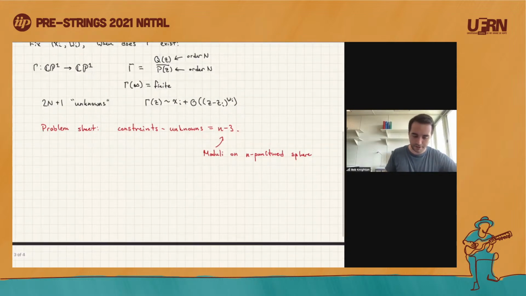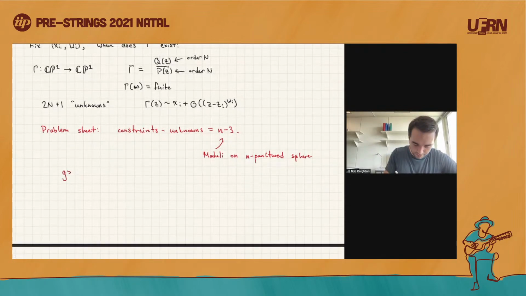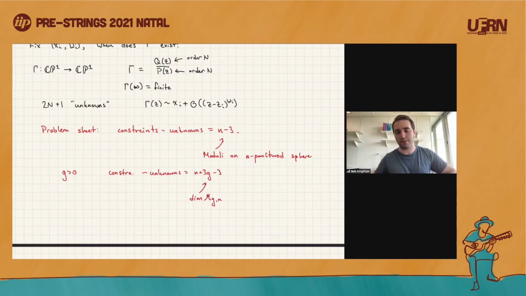And one can go through the same argument. So at genus greater than 0, you can do the same thing and show that the constraints minus the unknowns is n plus 3g minus 3. And this is the dimension of the moduli space of a genus G surface with n punctures.